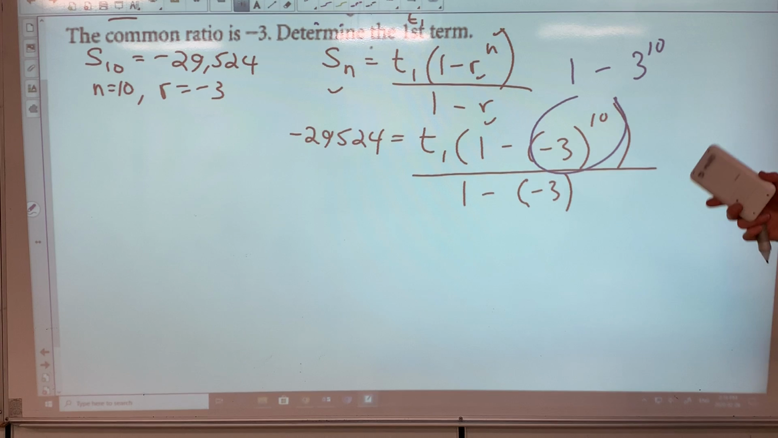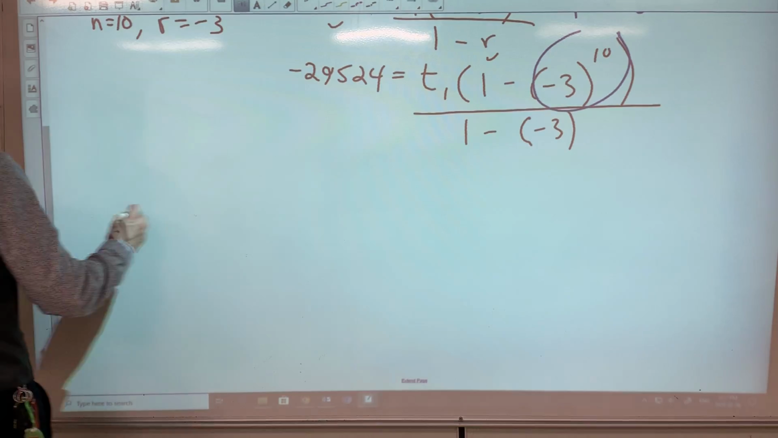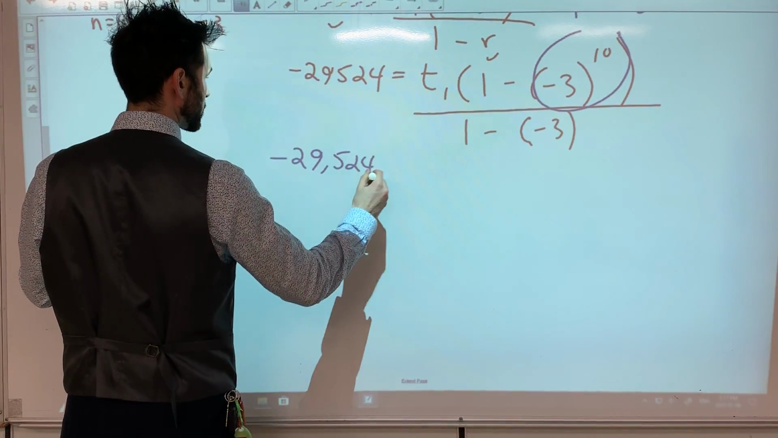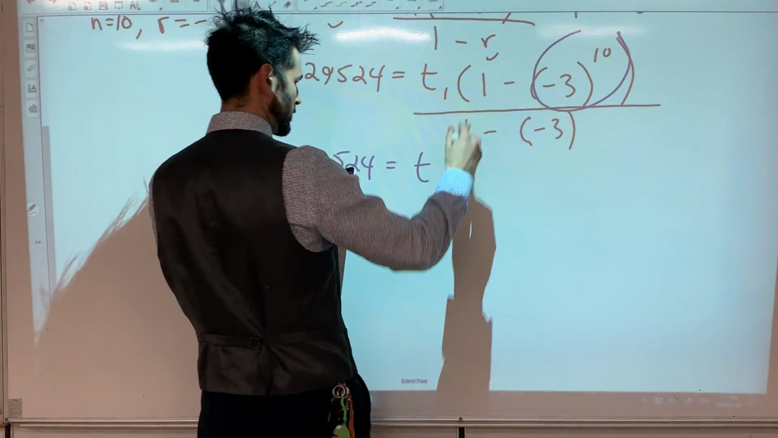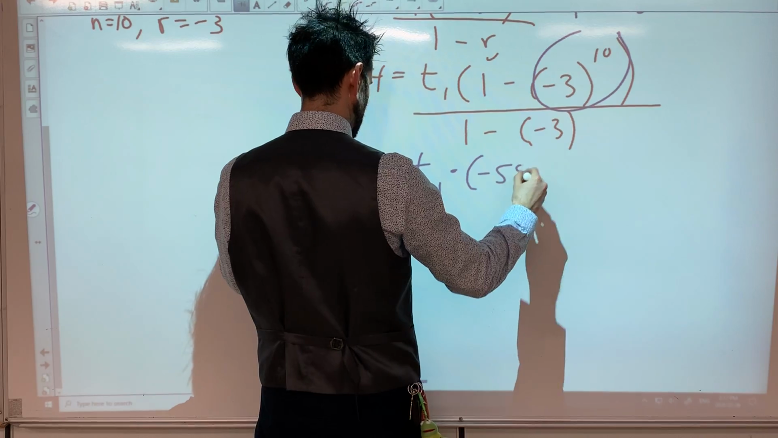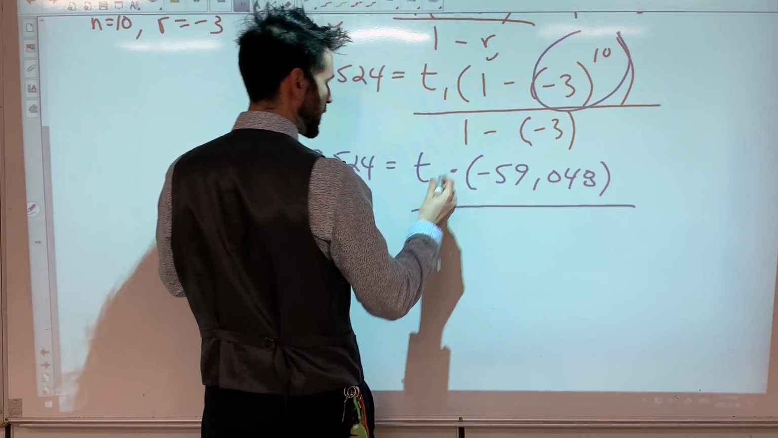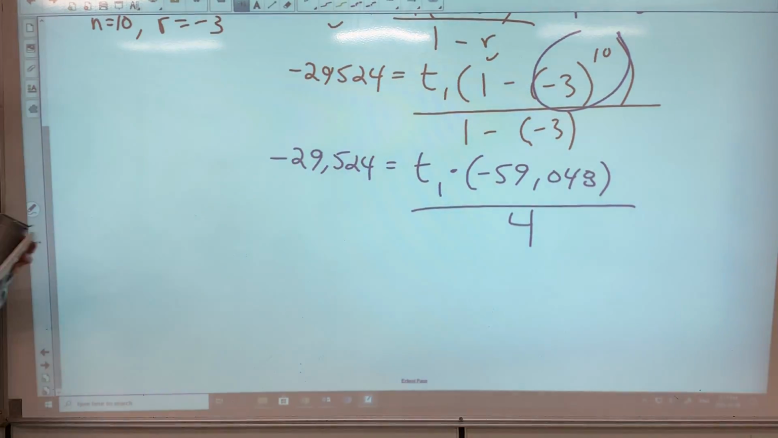So 1 subtract, and on my calculator I go 3 to the power of 10. So I get kind of a big number. I'm just going to go negative 29,524 equals, now be careful, it's term 1 times whatever I got here, and I got negative 59,048, divided by, well, 1 subtract -3 is 1 plus 3, so 4.